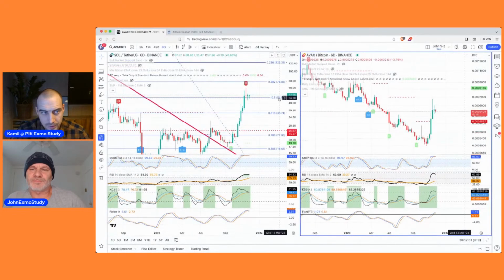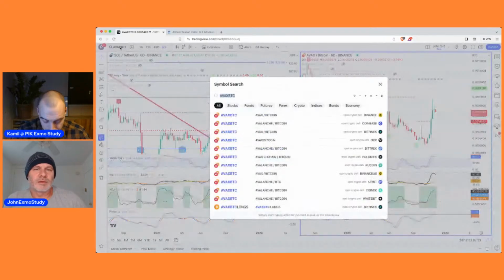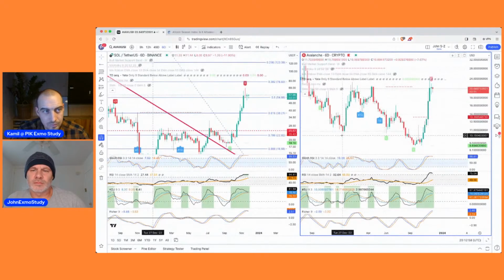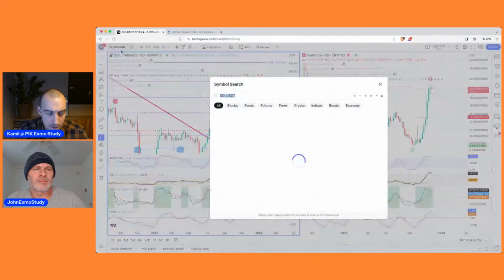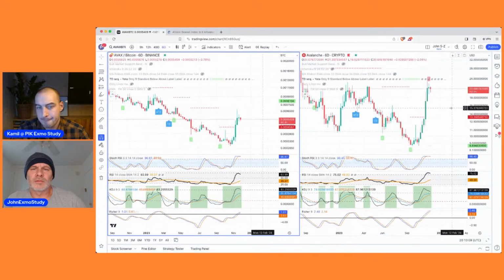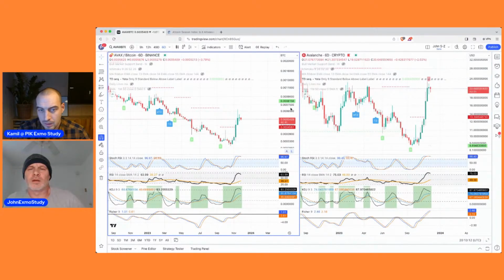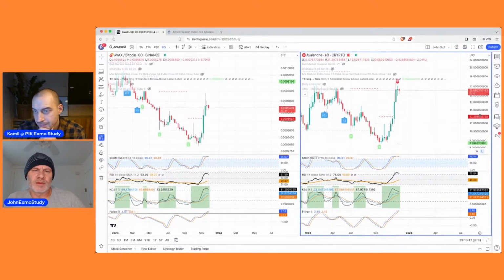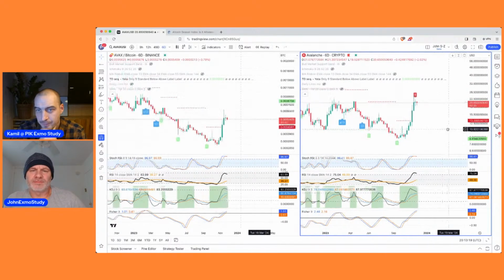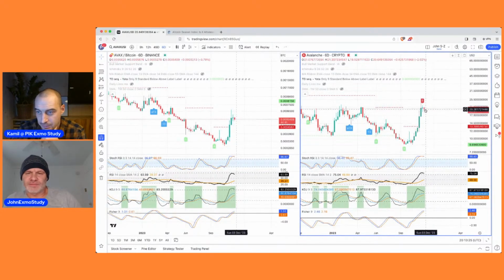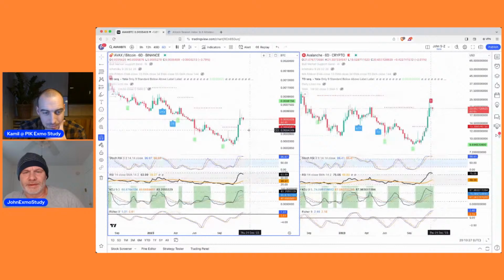AVAX. I like AVAX. So it's the same chart. Wait, why didn't this change? AVAX to Bitcoin. Okay. Had a little nice run. But now we see a 9. The leaky faucet. Leaky faucet could be the start of it here.